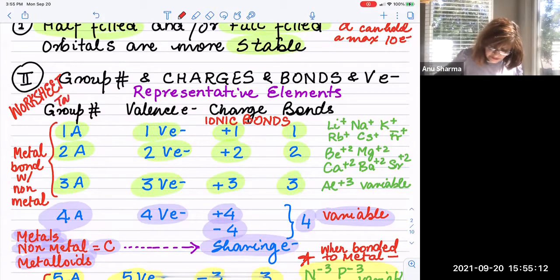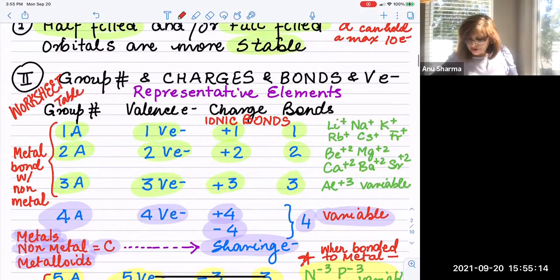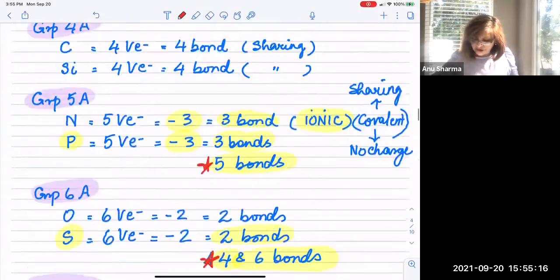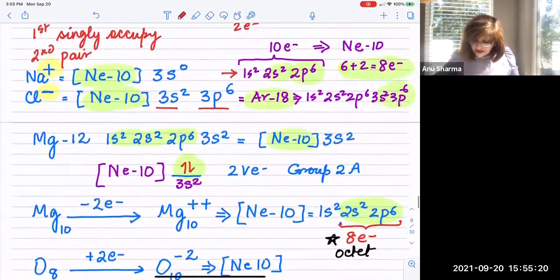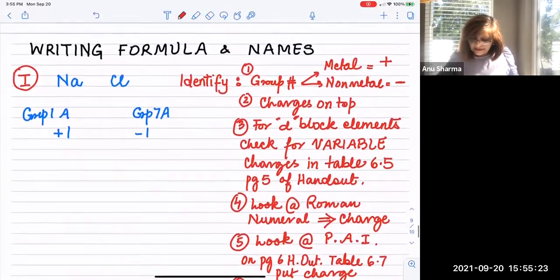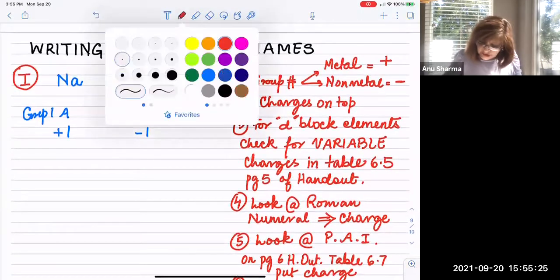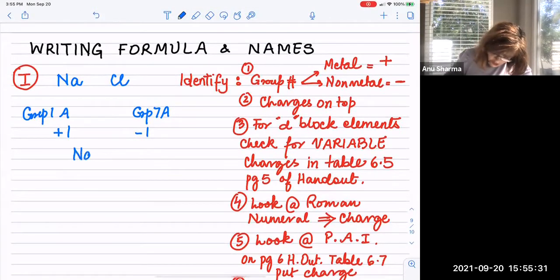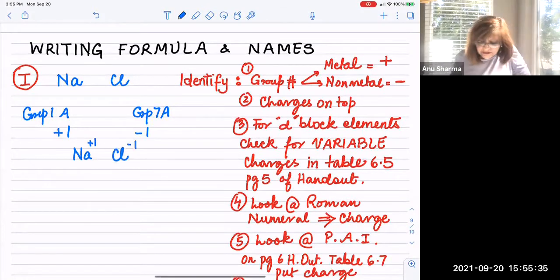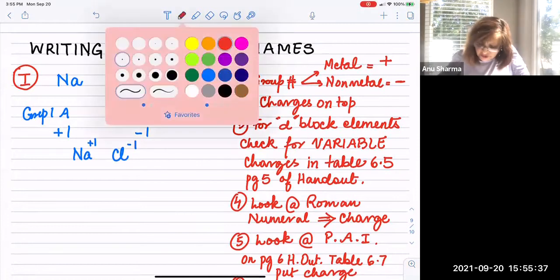In the tables, all these tables are in the worksheet also, so you can attach that worksheet to your handout. All right, so here we have now writing the formulas and the names. Sodium is +1 charge and chlorine is -1 charge. Next, you're going to put these charges on top: sodium +1 and chlorine -1, and we crisscross.